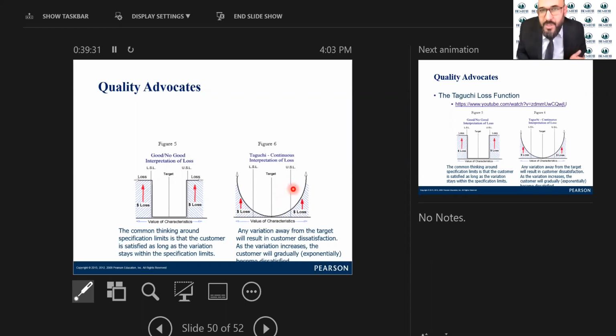If you are outside of the control limits, that will be a completely unsatisfied customer. I will not deal with you. However, again, there is no sharp edge as in this figure that you see here. There's no sharp edge showing you that after that edge, the customer will be unsatisfied. No, it is the variation. As the variation increases in the process, the customer will gradually, exponentially become dissatisfied.